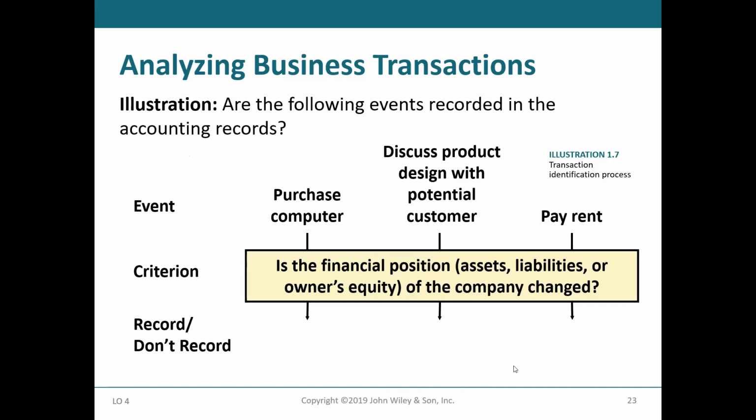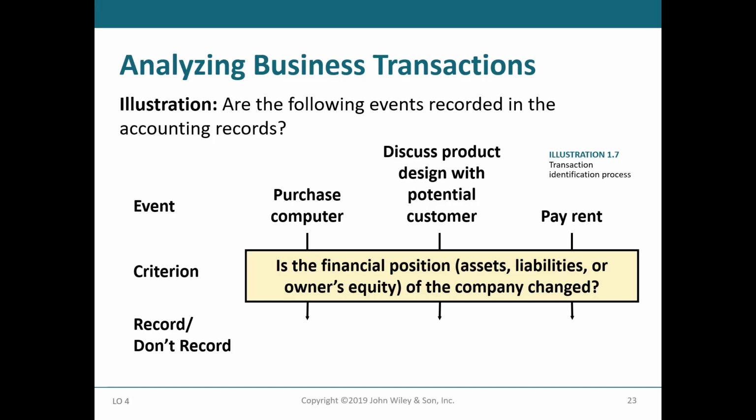Now, for example, if I have some events like this, which one should be a business transaction that we need to record? Let's look at the 3 events here. First is the purchase of a computer. The criterion is: does the financial position, assets, liabilities, or owner equity of the company change? If we buy a computer, does it make our assets, liabilities, or owner equity change? Yes, because we're going to have an asset. And if we buy it and owe money, then our liabilities will also increase.